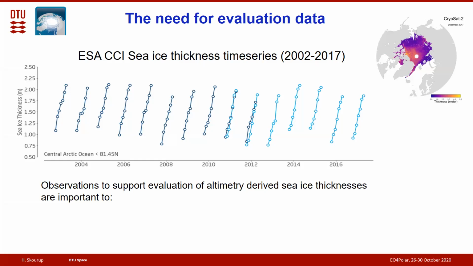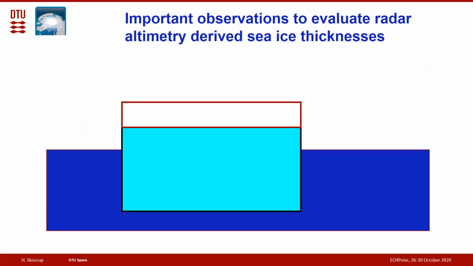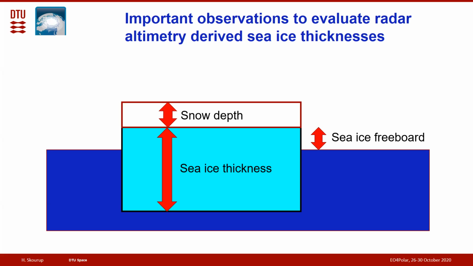Here we see the ESA CCI sea ice thickness time series from Envisat and CryoSat-2. Observations for evaluation of altimetry-derived sea ice thicknesses are important to produce consistent time series, remove inter-satellite biases, and reduce uncertainties. The most important observations to evaluate radar altimetry-derived sea ice thicknesses are the sea ice thickness, sea ice freeboard, and snow depth.